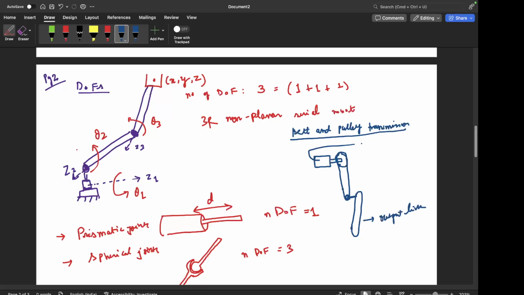This is basically the actuator. This is the pulley on the actuator end. So I've made pulley 1. This is the pulley on the link end. This is pulley 2. And this is the belt. All right.